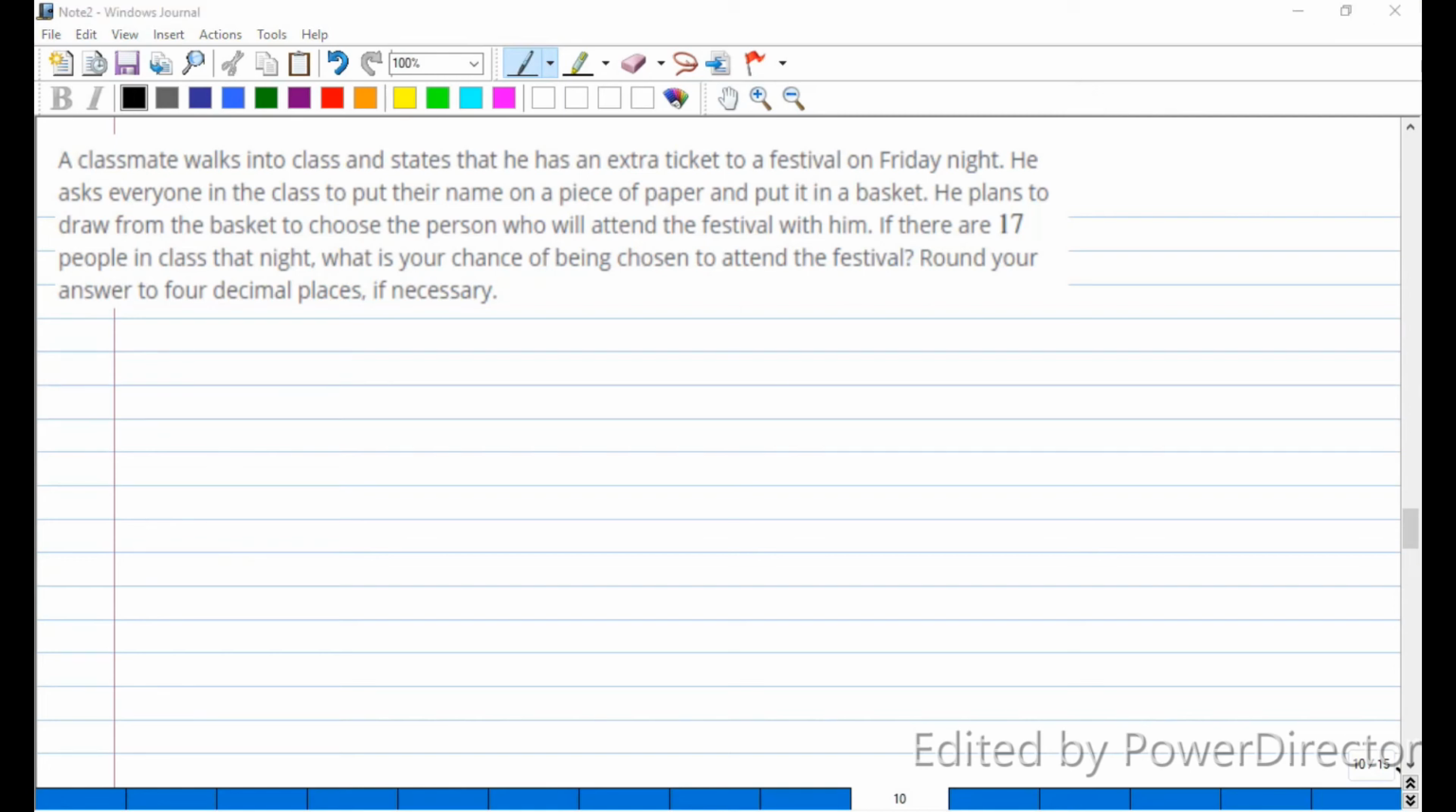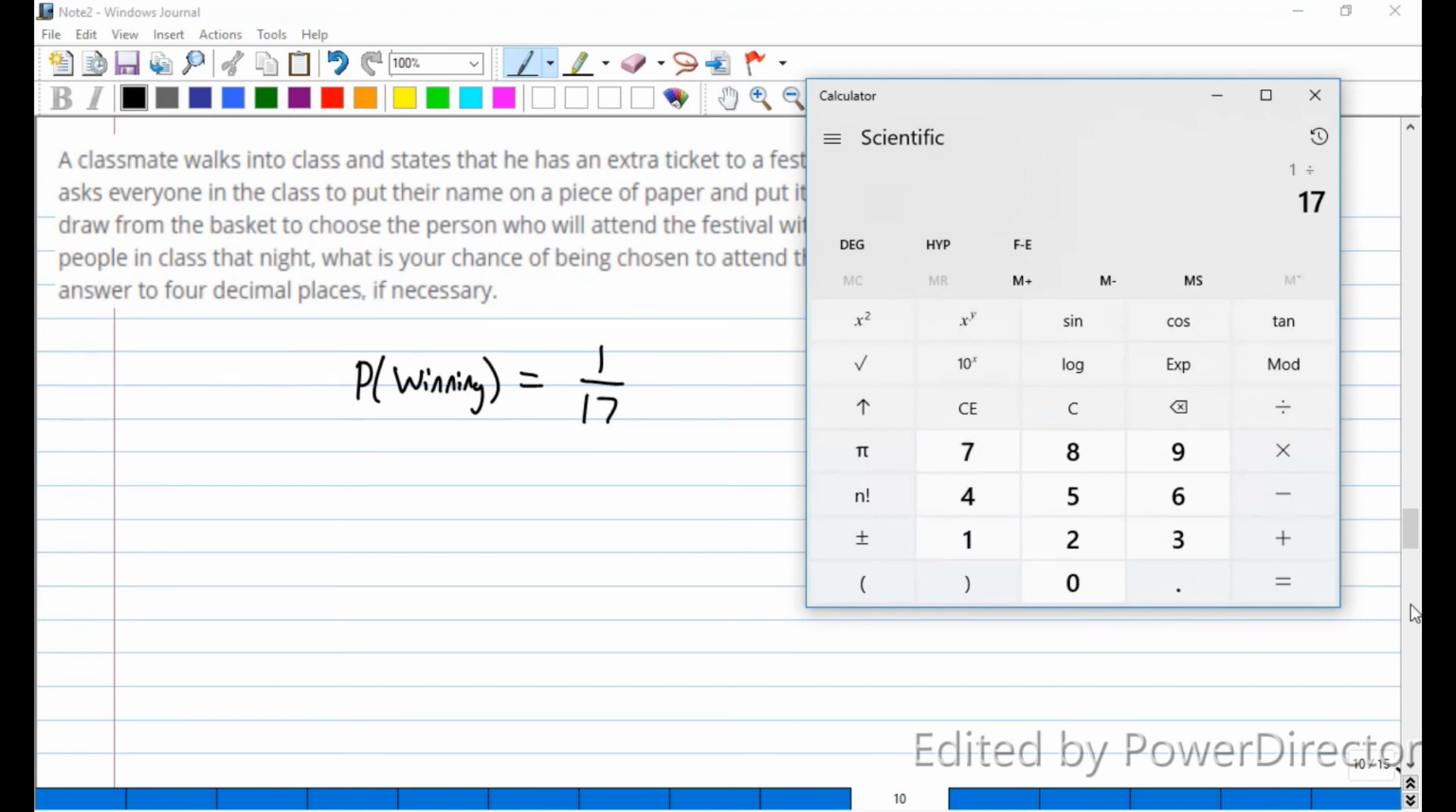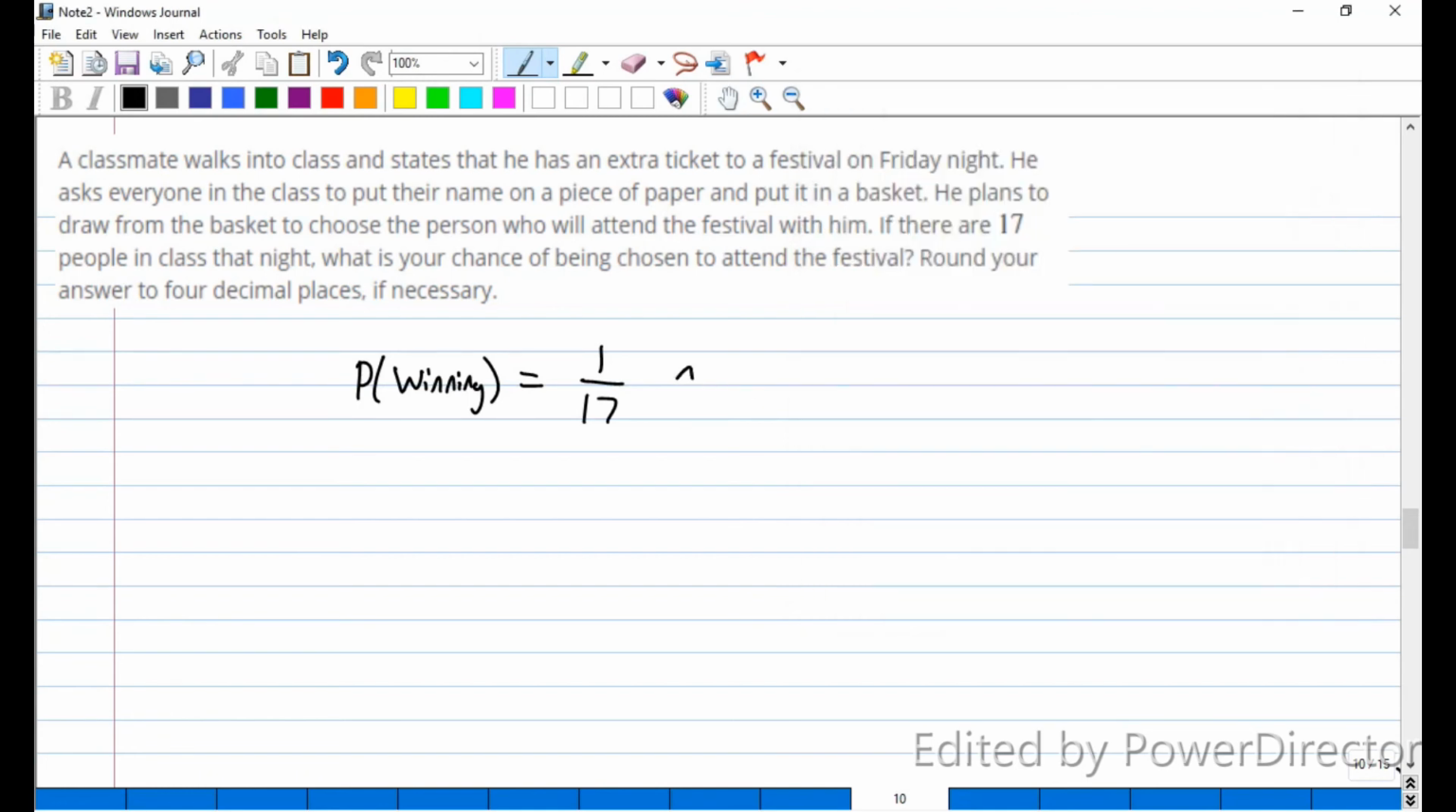So everybody would have the same chance, right? Everybody has the same probability. And what would that be? So what's the probability of winning or going to that festival? So it'd be 1 out of 17, right? So if we wanted to make that a decimal, we'd say 1 divided by 17. So to 4 places, 0.0588. So uniform probability, or uniform distributions, discrete uniform distributions, are distributions in which all the outcomes are the same.